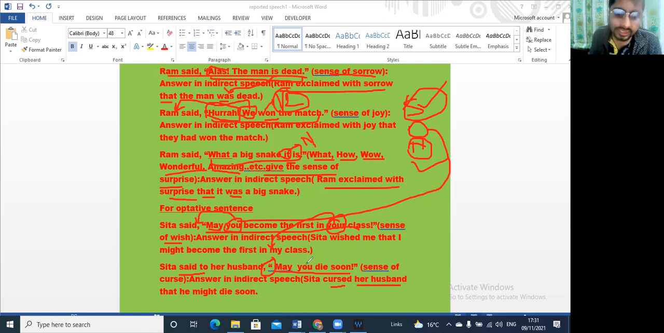He might die soon. You refers to which person? Second person. Second person changes according to object. What is the object here outside? Run outside of the jail. What is object here outside? Sita said to her husband. Husband is object. In the place of husband, what can we use? He. Sita cursed her husband that he might die soon.